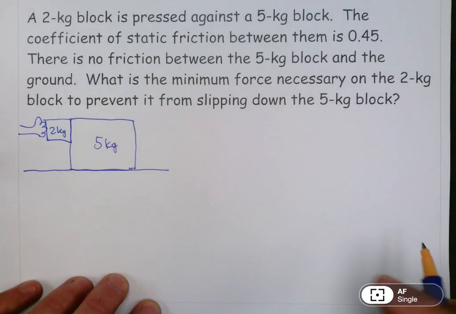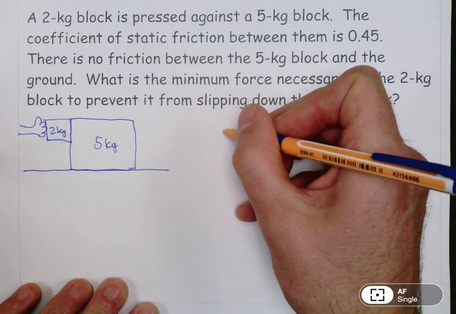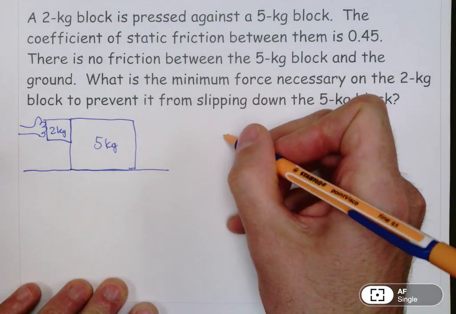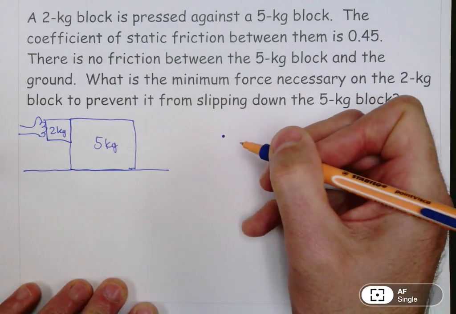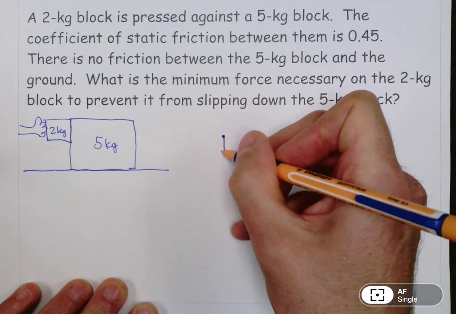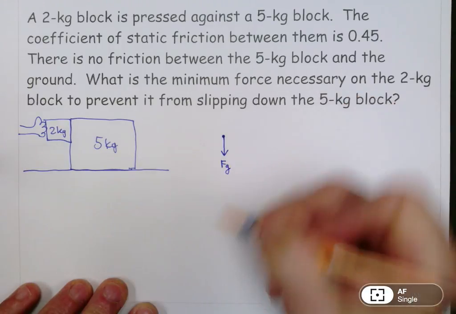Always, we're going to start off with free body diagrams of each object. So let's do the 2 kilogram object. The 2 kilogram object certainly has a force of gravity acting on it.